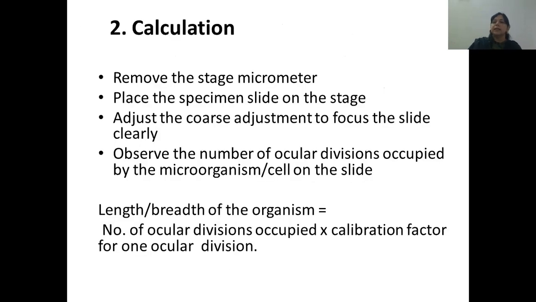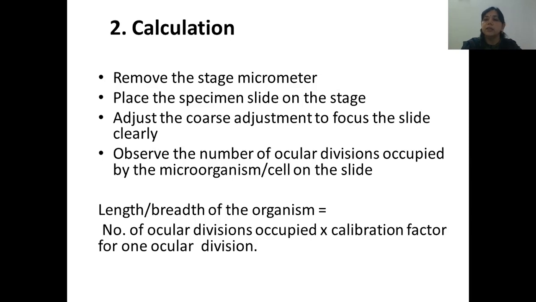The second part is calculation. So now we have found out the distance between two lines on an ocular. The second part is, now we have to measure the size of a microorganism. You have to remove the stage micrometer. So the stage micrometer is used only to calibrate the ocular. What we are going to observe is through the ocular micrometer. So we have to remove the stage micrometer and place the specimen slide on the stage of the microscope. Adjust the coarse and the fine adjustment so that you can see it very clearly.